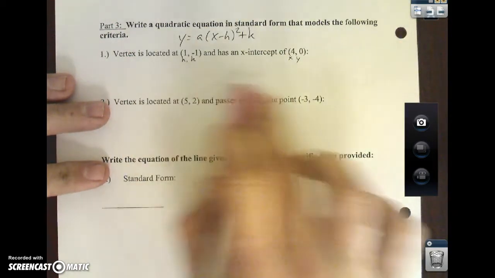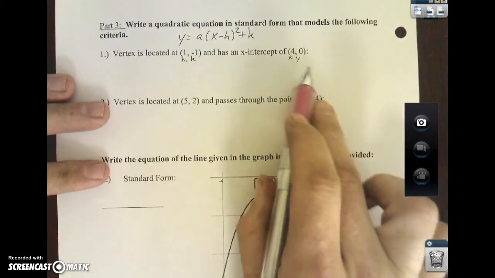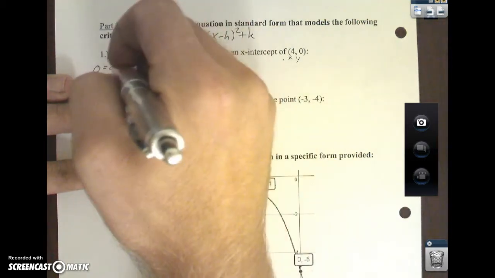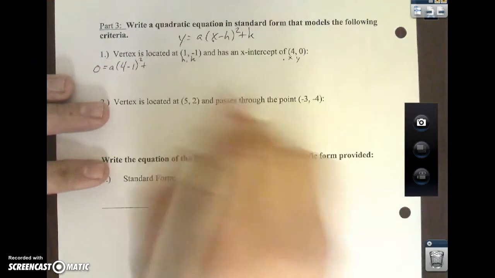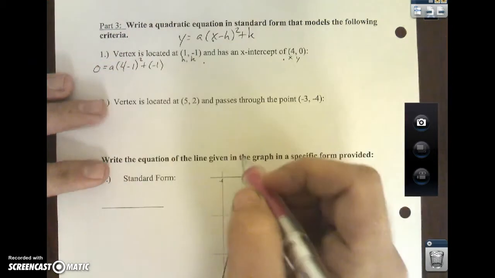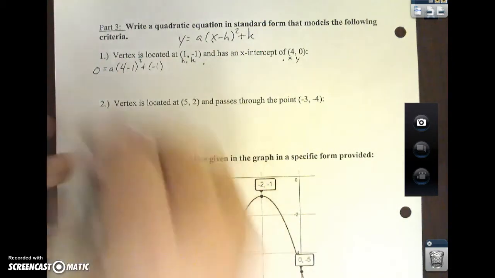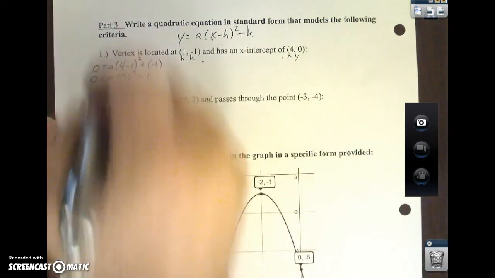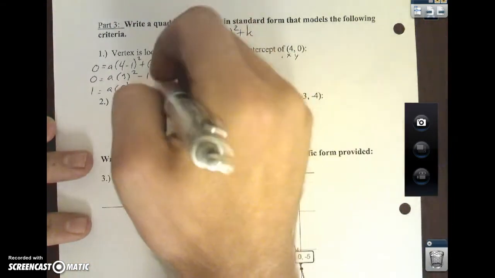I am substituting these into my formula up here. So for y, I'm replacing it with 0. A I don't know yet. But x, I do know, is 4. Minus h, which is 1, squared, plus my k is negative 1. Okay? So again, I'm doing nothing difficult here besides just substituting in. 0 equals a times 3 squared minus 1. I can add the 1 over. 3 squared is 9. Divide both sides by 9. A equals 1/9.